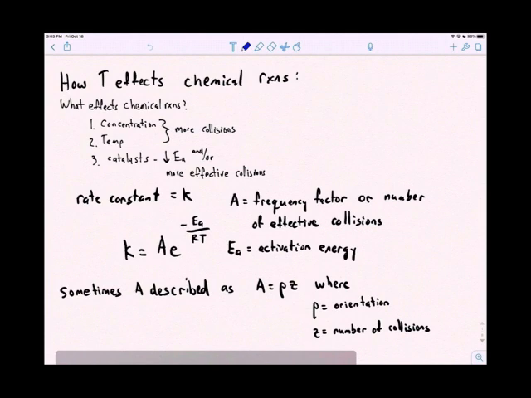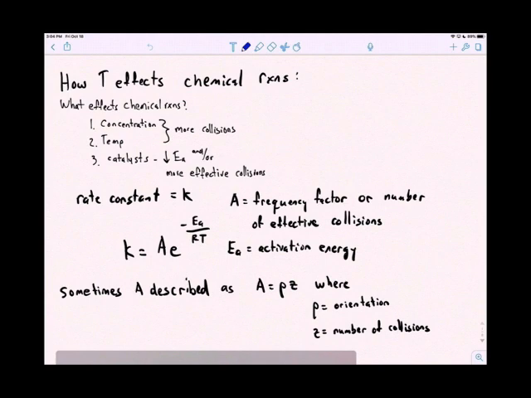If there's more stuff, so imagine you're in a crowd of people and you're moving around. How can you increase your likelihood of bumping into someone? Well, if there's a lot of people, like if you're in an airport during a really crowded time period, you're more likely to run into people when it's really crowded. So likewise, the higher concentration.